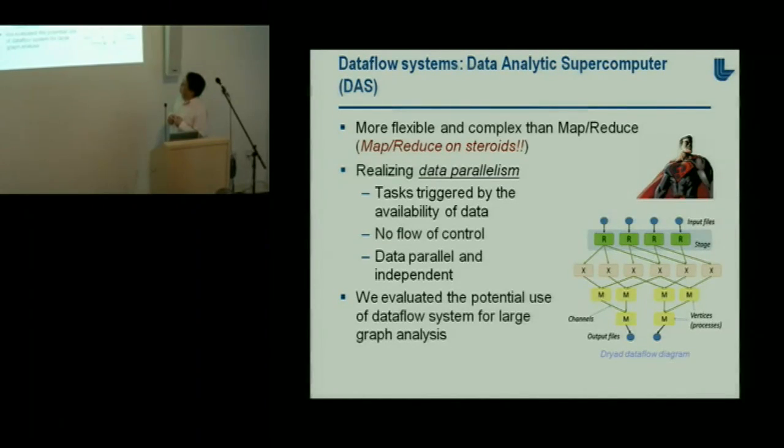And in the data flow model, there are a lot of tasks called agents or actors, and they start execution as soon as the data arrives at the inputs. In that way, there's no need to explicitly control the flow of the data. This is a natural way to realize data parallelism, and it turned out to be a very big factor in improving performance.